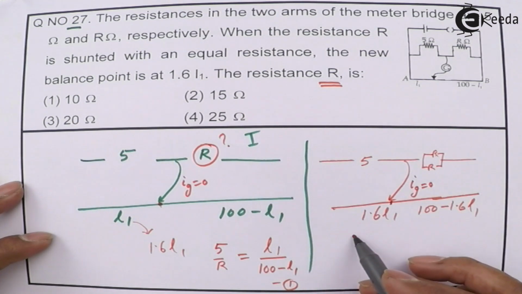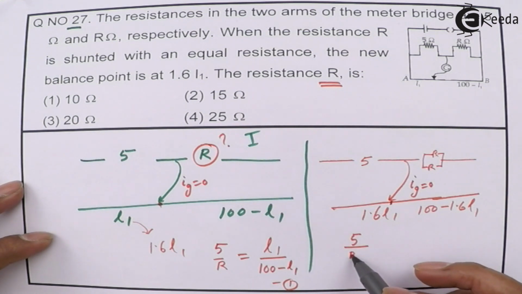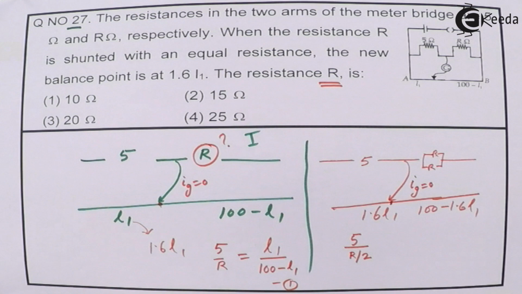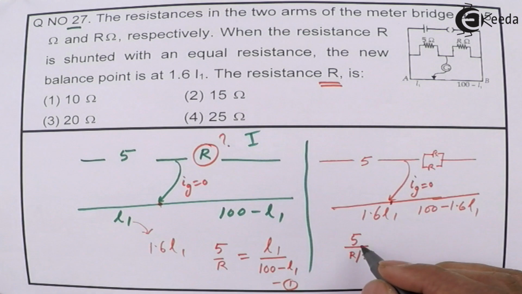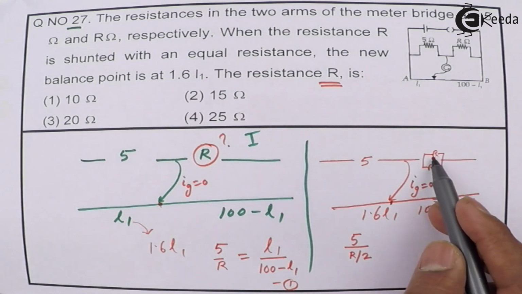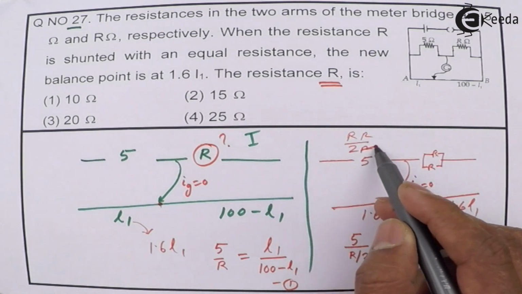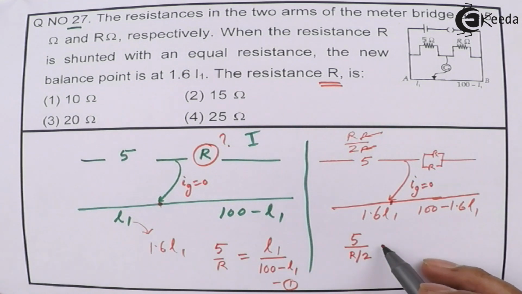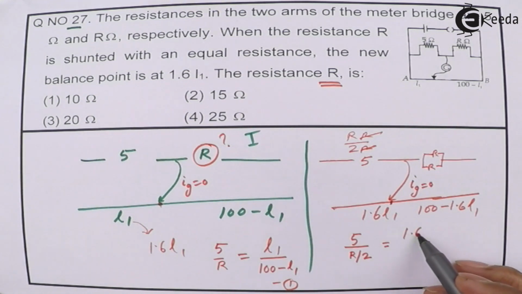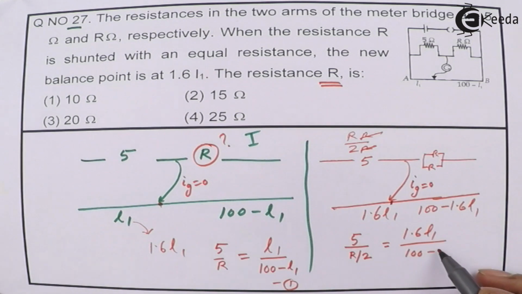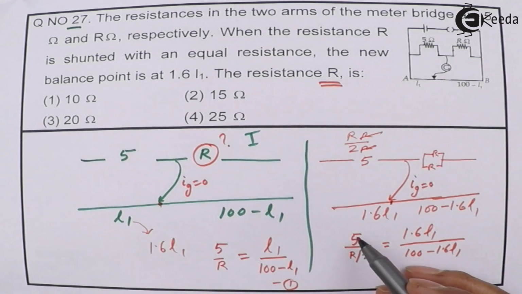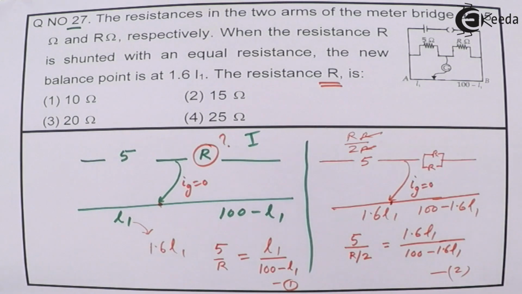In the second situation, 5 over R by 2. Why is it R by 2? Because these two are in parallel, so product by sum, it is R by 2. This is equal to this divided by this, so 1.6 L1 divided by 100 minus 1.6 L1. In this situation, this 2 will go up and this will become 10 divided by R. This is equation number 2.